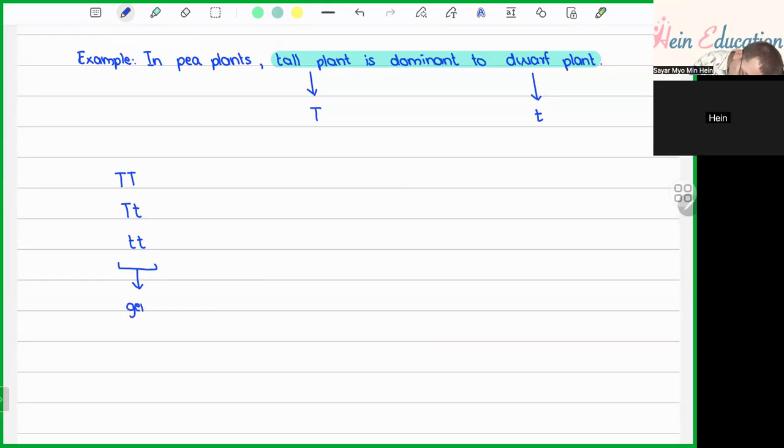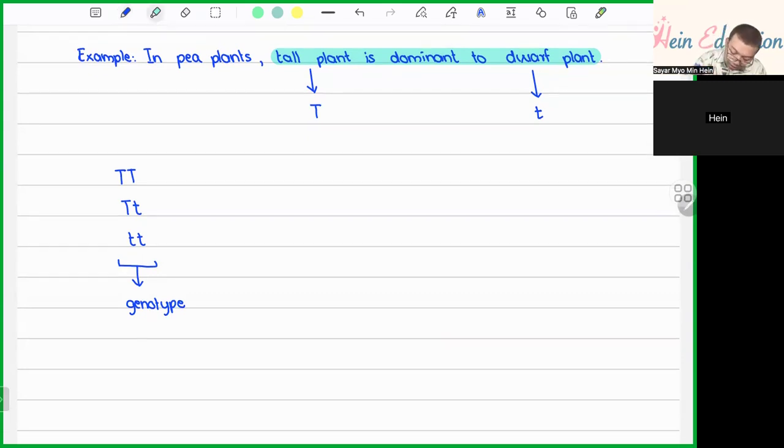These are the genotype because they are inside our cells and we cannot see them, and they are the alleles. So this is the first definition, which is genotype. And capital T, since capital T is the dominant character, we will see a tall plant. So this tall plant is the phenotype, right? Because we can see pea plants, very tall plants and dwarf plants. And small t is the dwarf character.